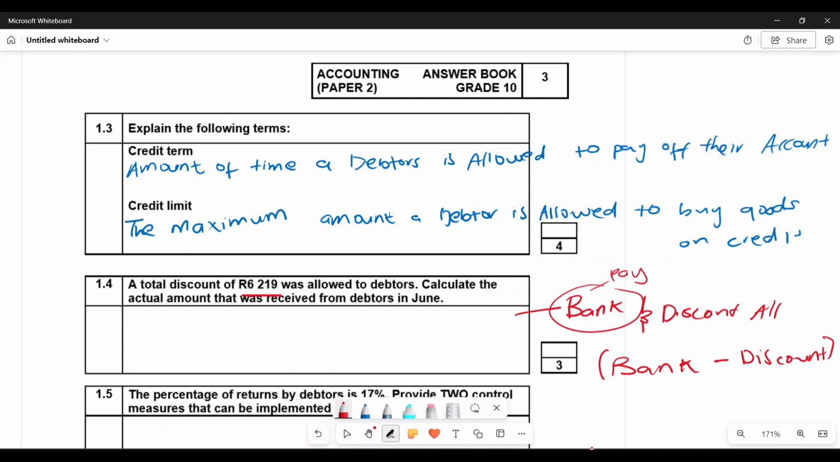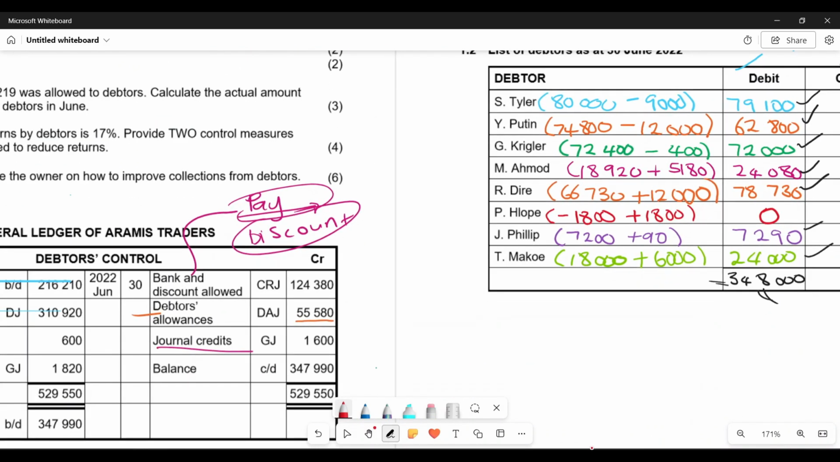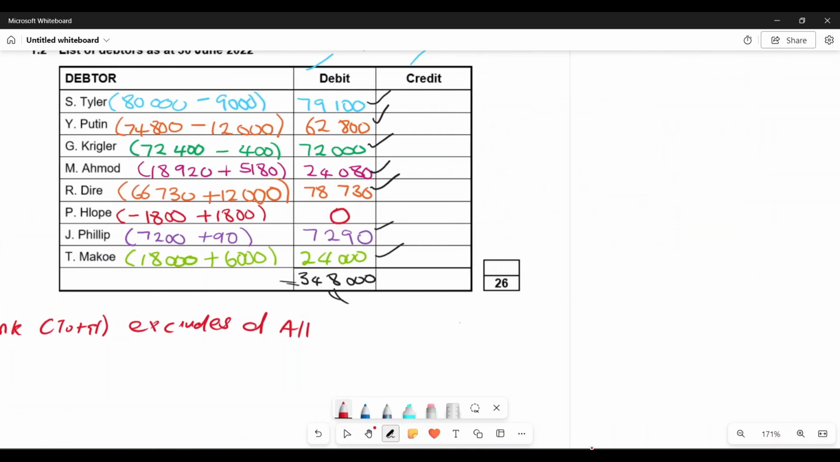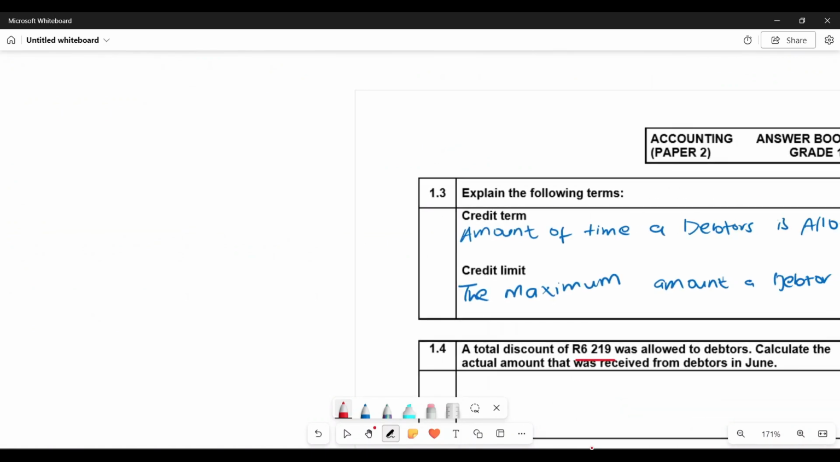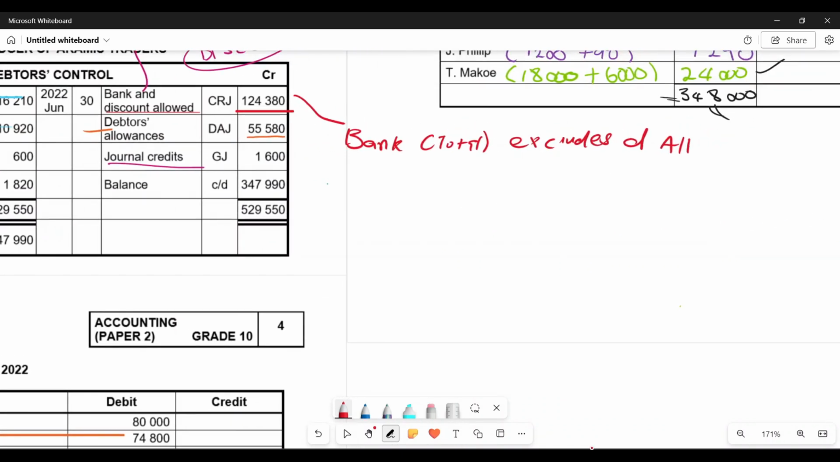So how am I going to go about doing this? Firstly, let me see my bank and discount allowed. So this 124,380, this is my bank total. And on this bank total, I already subtracted discount allowed, right? So this is my bank total that excludes, because remember, always you need to subtract this discount allowed. Now, basically here, they're telling us that for this year, we gave a total discount of 6,219. Now, what is the actual amount that we received? So basically, I'm going to take this bank amount, whereby I've already subtracted all the discounts.